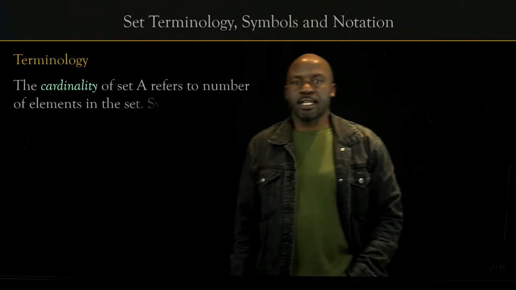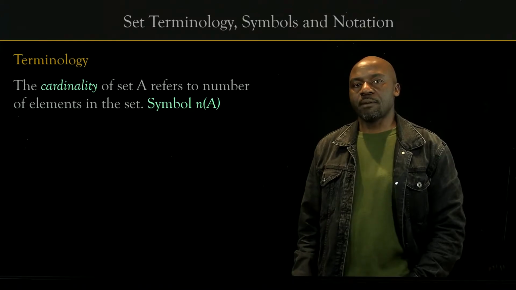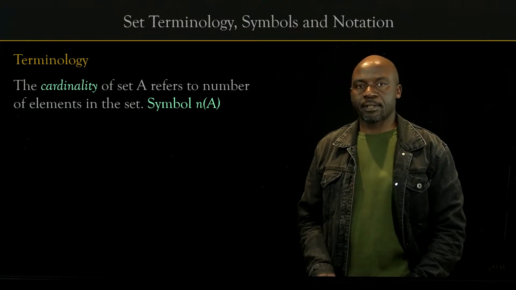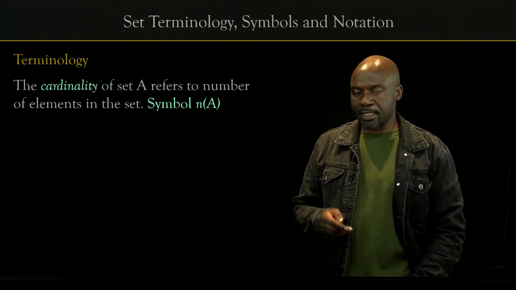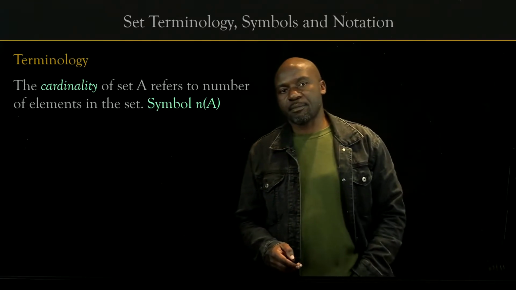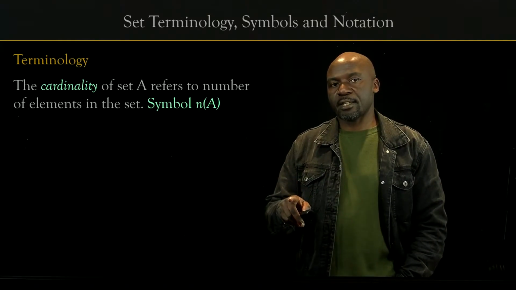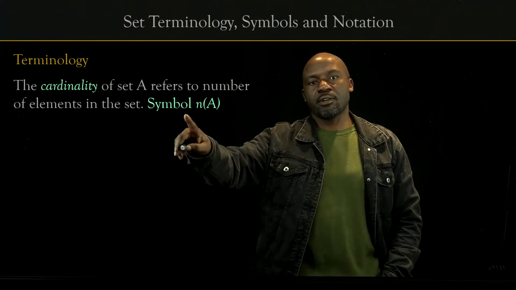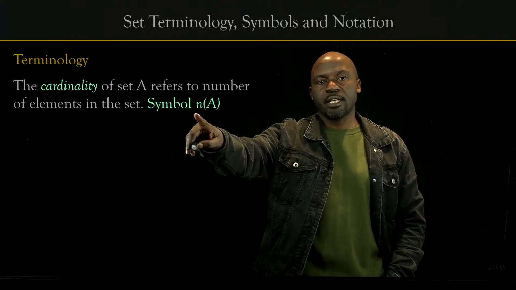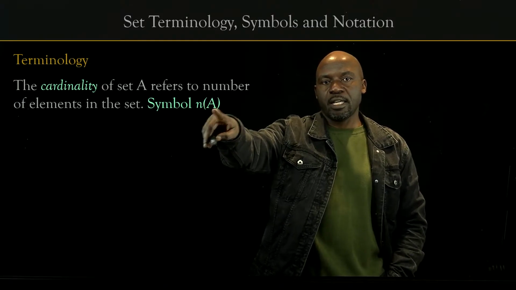Next, we want to define cardinality. So the cardinality of a set refers to the number of elements in the set. Okay, so we know what a set is. We know what elements of the set are. So the cardinality of a set, by definition, refers to the number of elements inside that set. The symbol we use to represent cardinality is n. So n of A is the cardinality, n for number of elements in the set A.